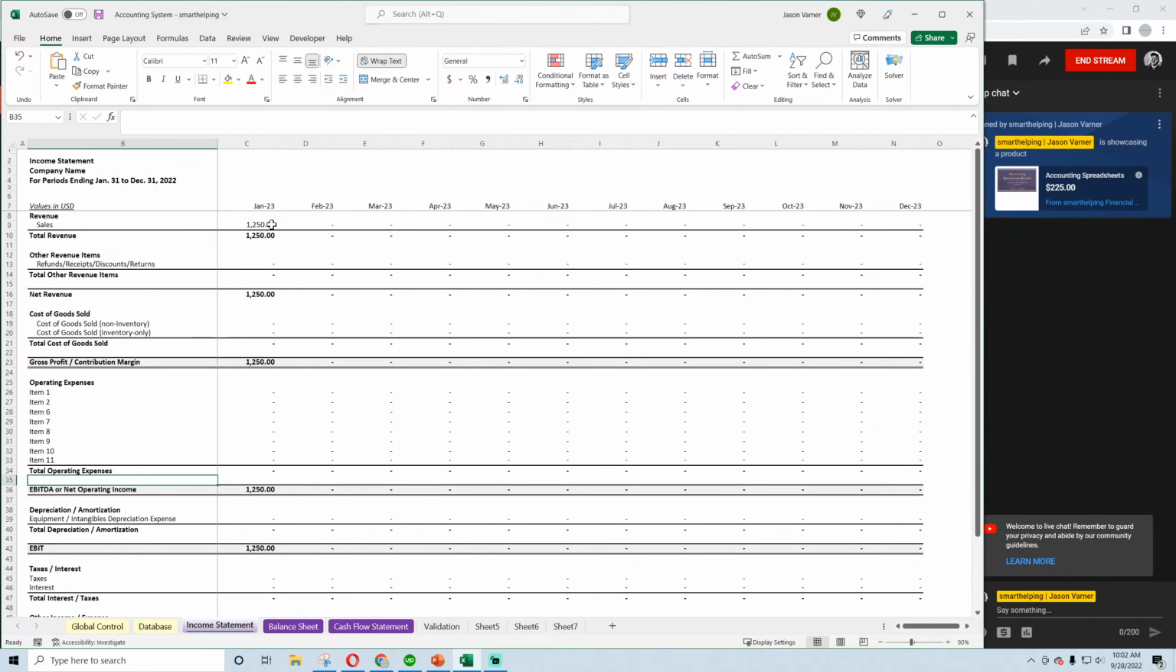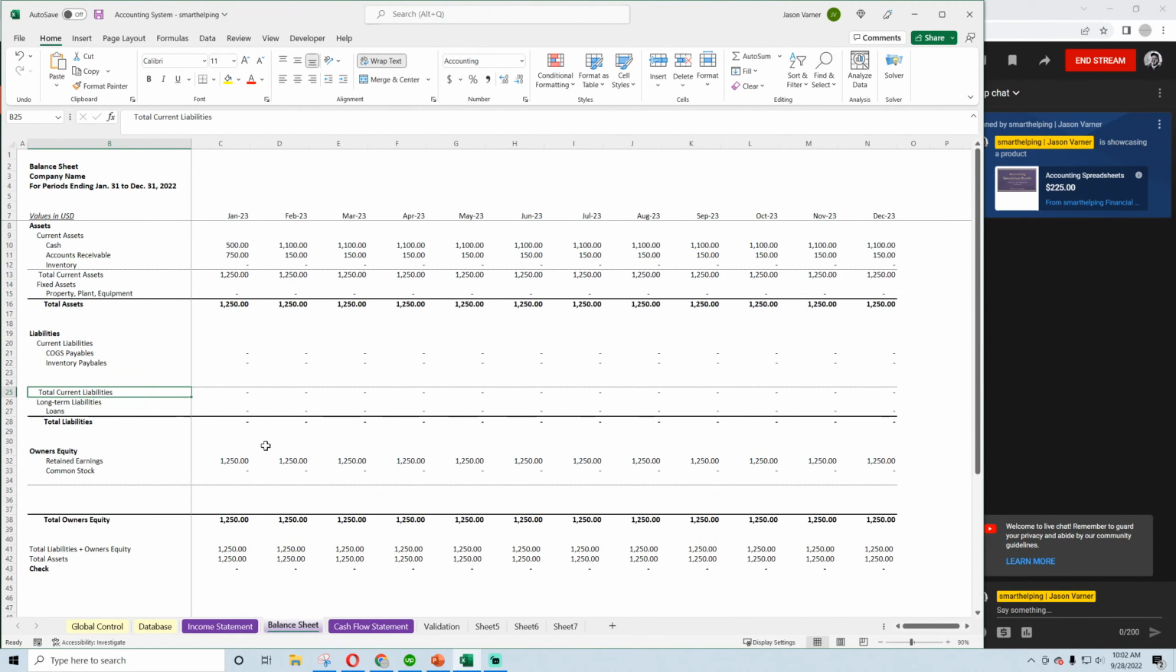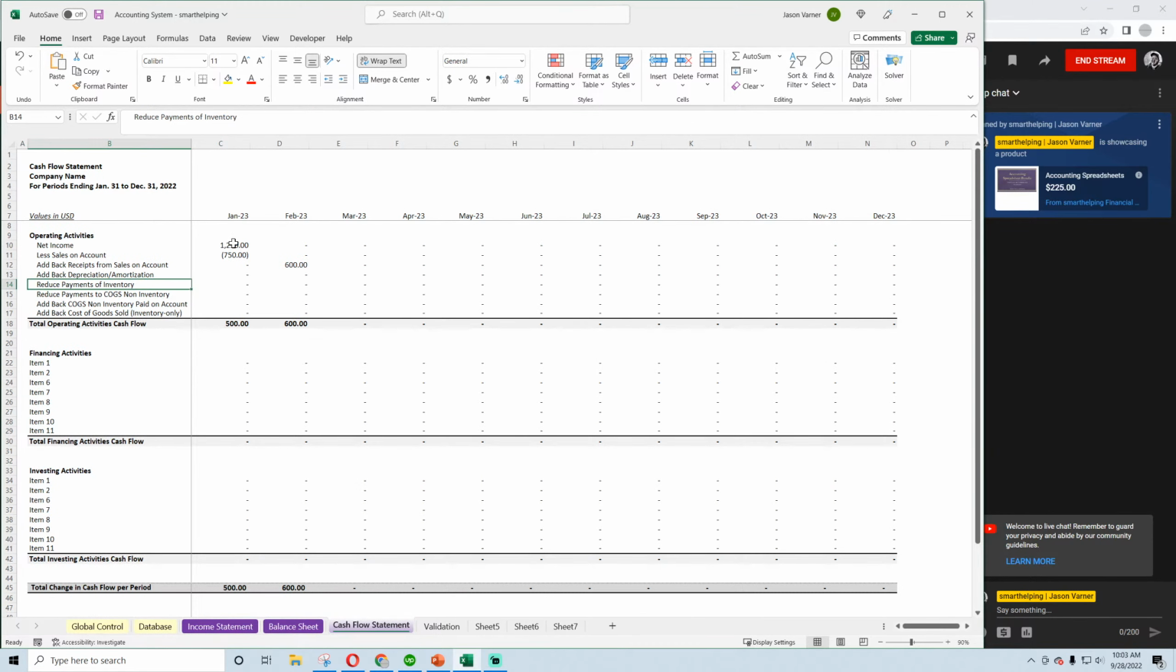So that logic here, total revenue goes up by the total amount of sales. Balance sheet, we've got cash, but we've also got accounts receivable since some of it was on account. You can see in February we collected some of that, so cash goes up a little bit more. Accounts receivable goes down. Retained earnings goes up by the net income, which is the total sales, so that balances out against the assets. Cash flow statement here, you can see the net income, reduced sales on account, and then increased cash from receipts on sales on account. So that's all working great.